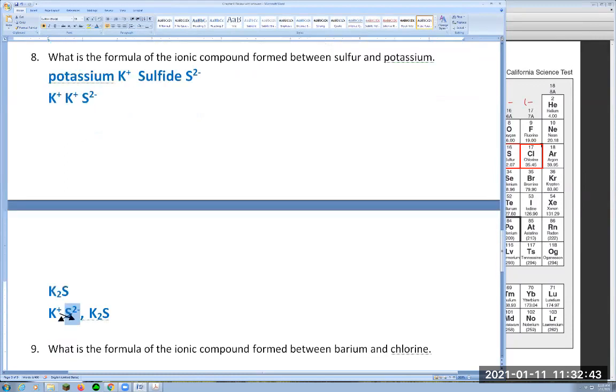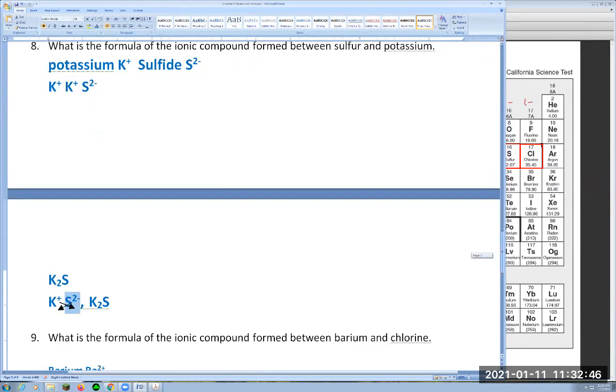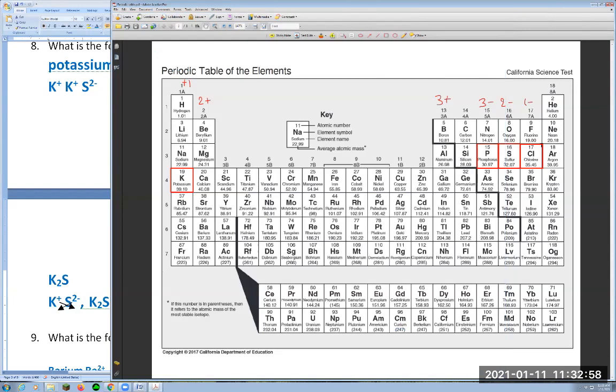Let's practice again with barium and chlorine. How do we find their formula? Again, barium is a metal and chlorine is a non-metal. So that's making together an ionic compound. So let's look at barium. Barium is atomic number 56 here, in group 2A. That's an alkaline earth metal, so it's a predictable ion. And we know it's making a 2+ ion. It likes to lose its 2 valence electrons to be like xenon.